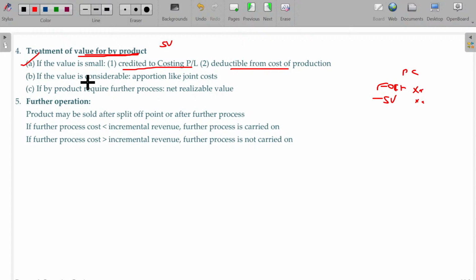If the value is considerable, then apportioning like joint cost is also possible. If the product requires further process, the NRV method can also be followed. So now we followed the NRV method. So these are the options we have to adjust this overhead. One is adjustable in the cost of production. Another one is credit to the P&L account. Else, if it has considerable revenue, then it can be considered as a main product. If it is not so, the NRV method can be followed. So these are the methods that can be followed for byproduct.